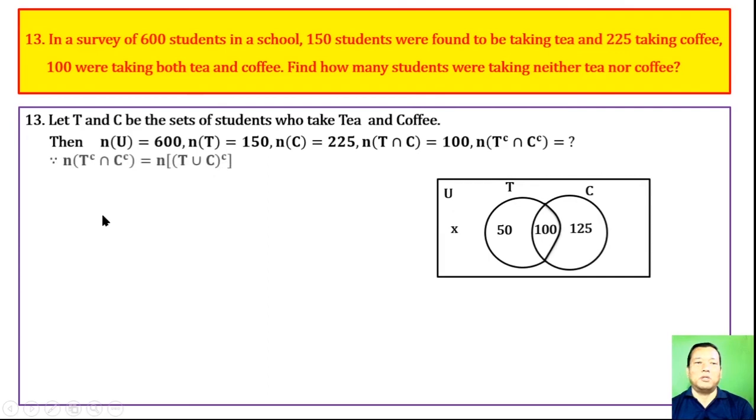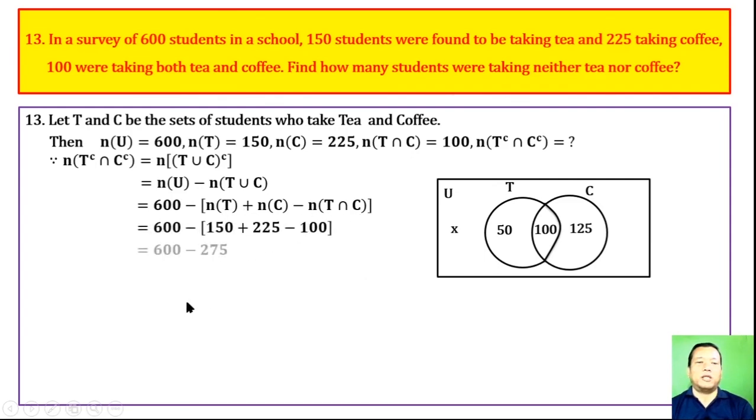Let us solve. n(T complement intersection C complement) is equal to n(complement of T union C) using De Morgan's law, which is again equal to n(U) minus n(T union C). Putting in the values 600 and the rest and simplifying, we get 325.